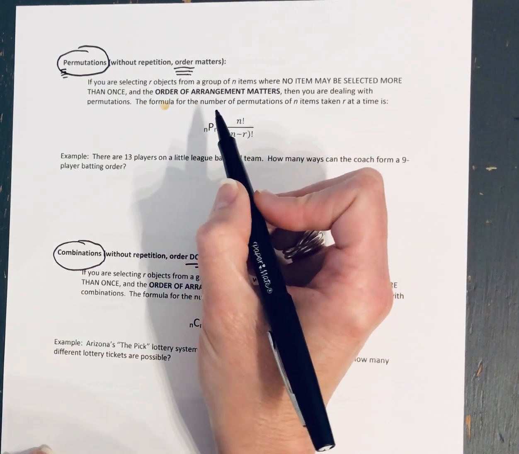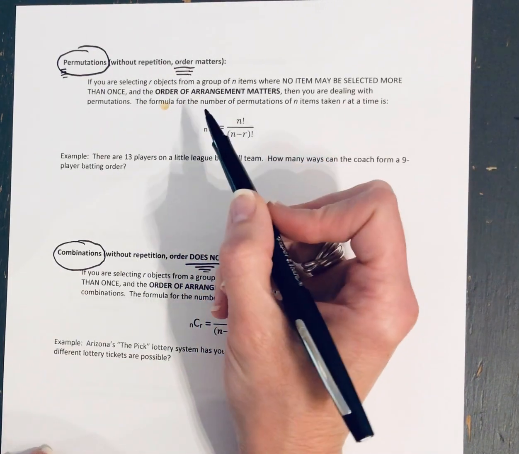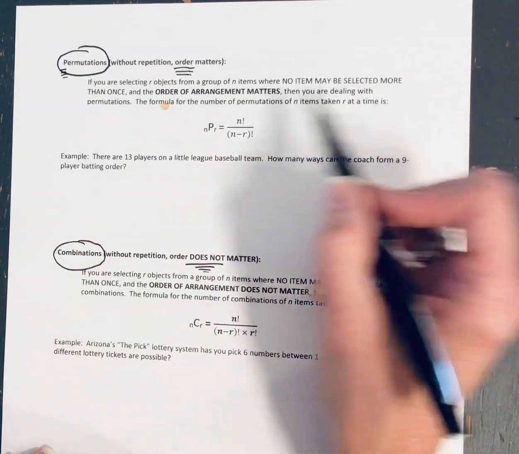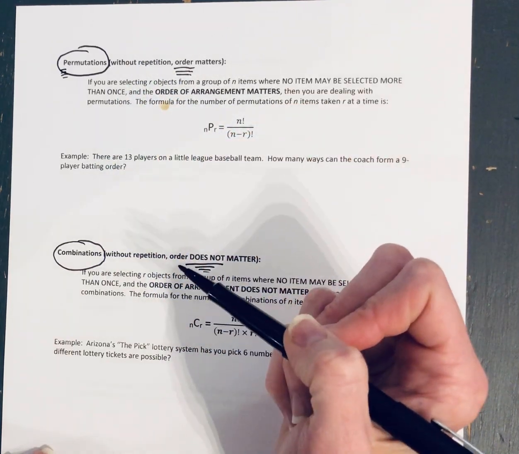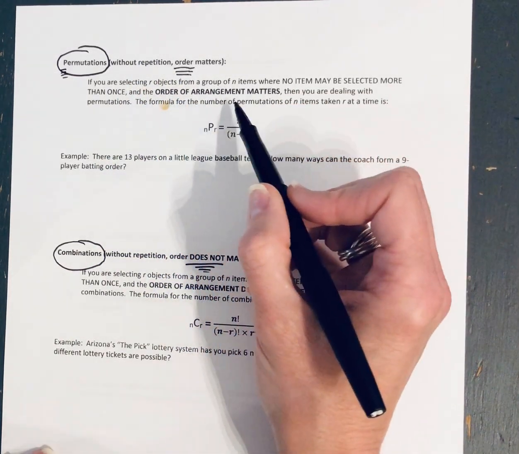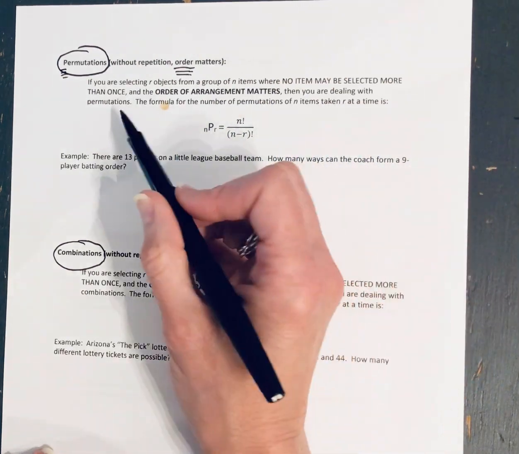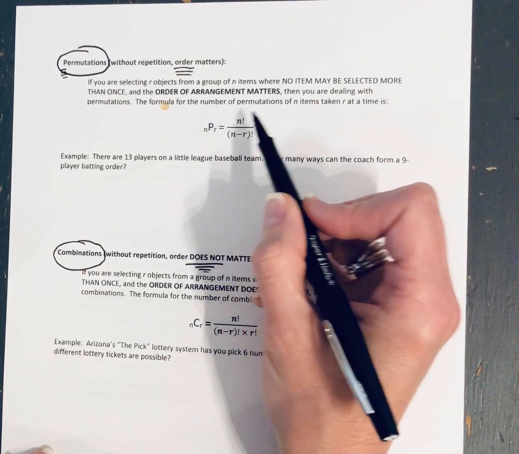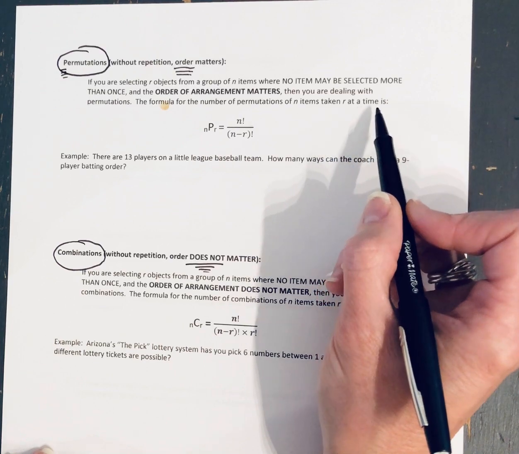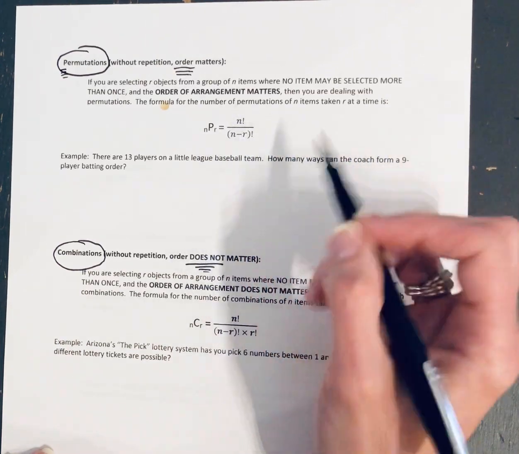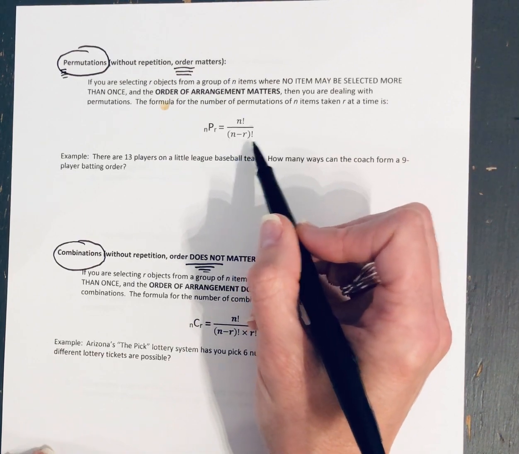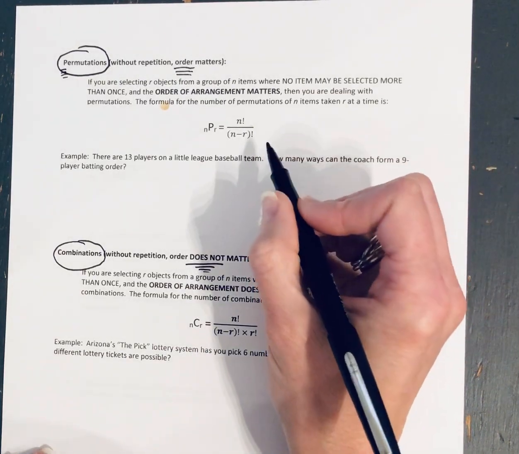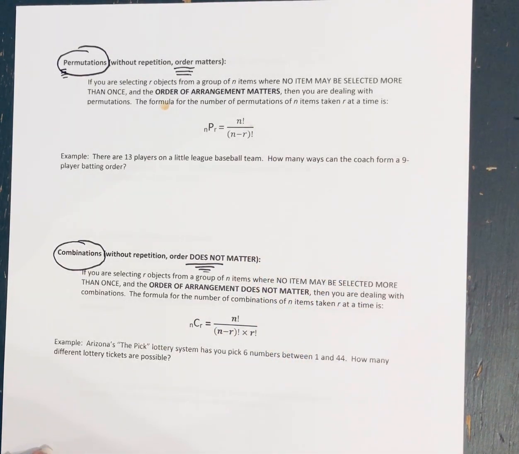Let's look at the definition for permutations. If we're selecting our objects from a group of n items where no item may be selected more than once, that's the without repetition part, and the order of arrangement matters, then you're dealing with permutations. The formula looks like this: if we have n items and we want to take r of them at a time, we use n factorial divided by the quantity n minus r factorial. We'll be using the calculator, but I'll show you what that means by hand.